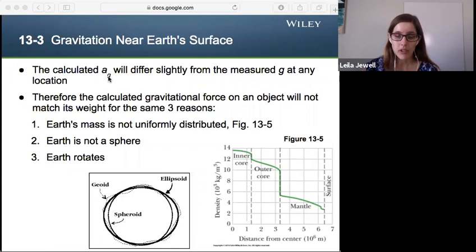The calculated value is still really useful for giving you a mean value that you could use even for calculating the acceleration due to gravity on other planets, like on the moon, which is pretty nifty, or planet X, if you just knew the mass and the radius of planet X.